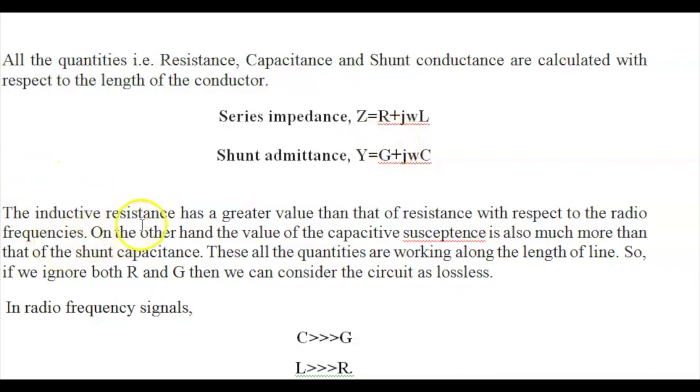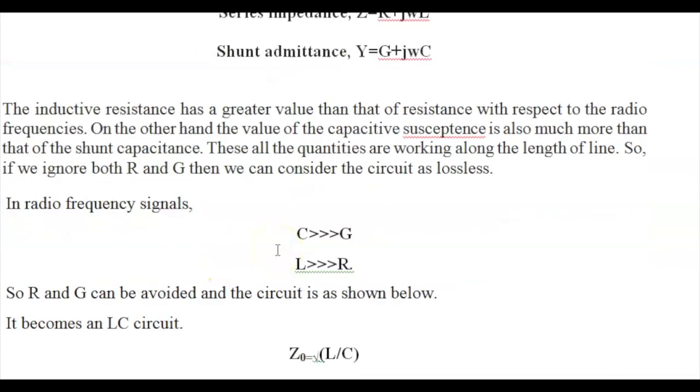The inductive reactance has a greater value than that of the resistance with respect to the radio frequencies. And on the other hand, the value of capacitive susceptance is also much more than that of the shunt conductance. So, all these quantities are working along the length of the line. So, if we can ignore R and G, then we can consider the circuit as a lossless circuit.